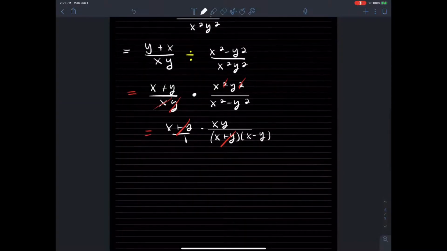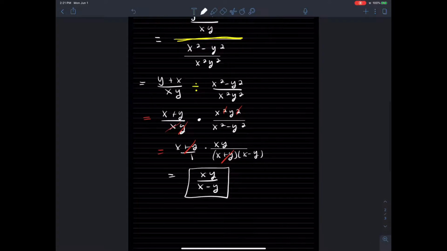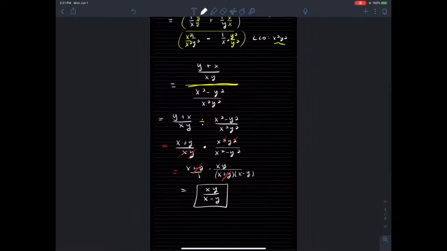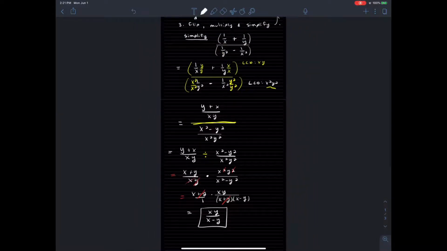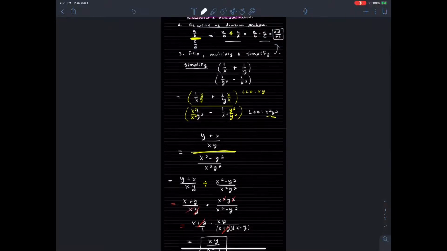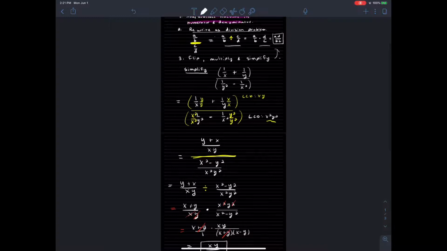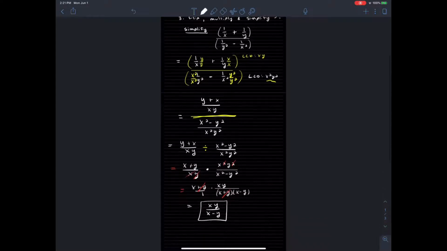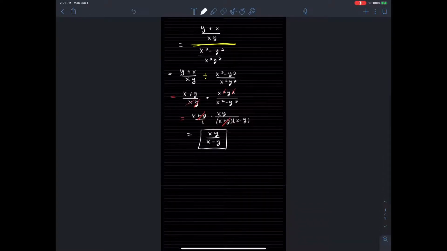And so now we're left with xy on top, x minus y on the bottom. It simplified pretty nicely there. And so again, just to recap, we need one fraction on the top, one fraction on the bottom. That's our goal, so we can flip and multiply. That's this process. Okay, so you've got to find a common denominator. A lot of work to find a common denominator sometimes, but not always.